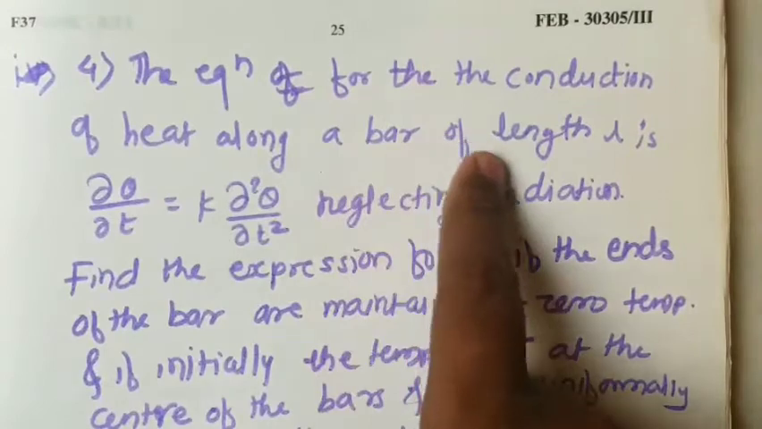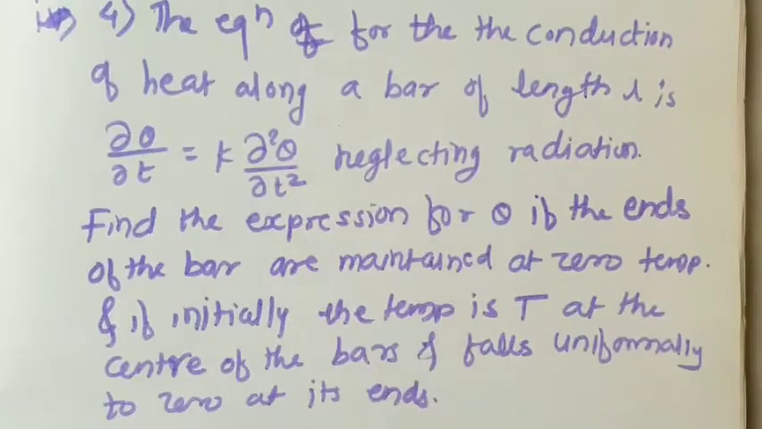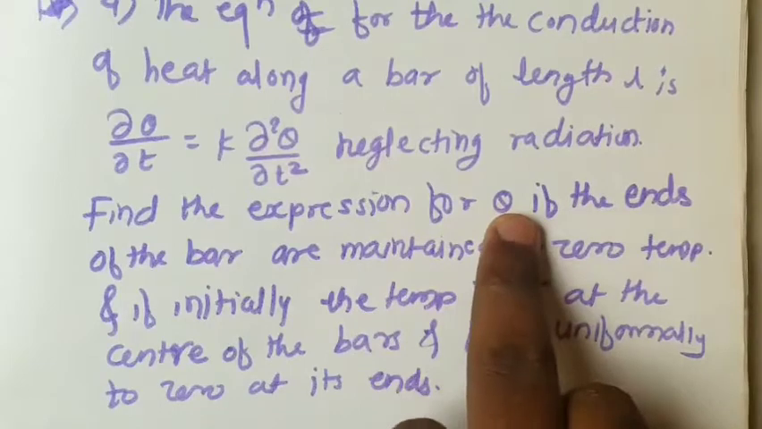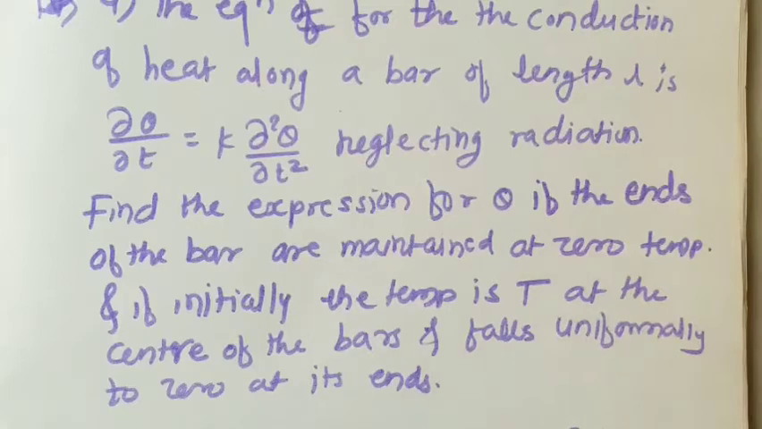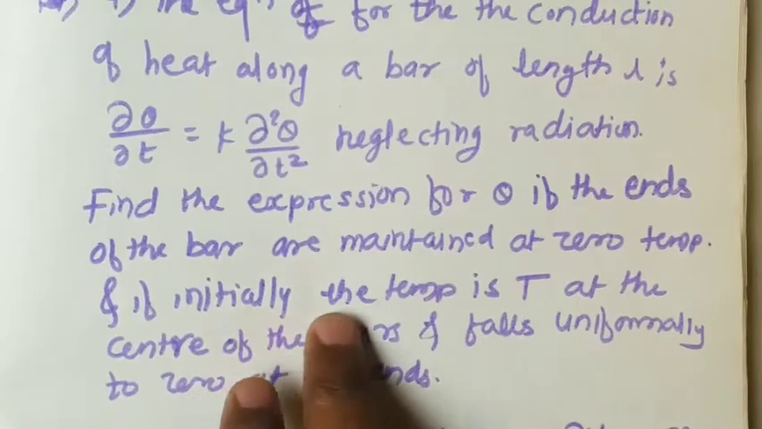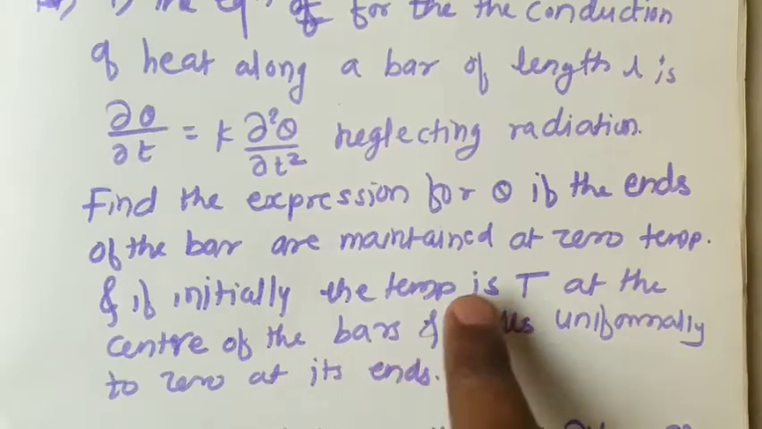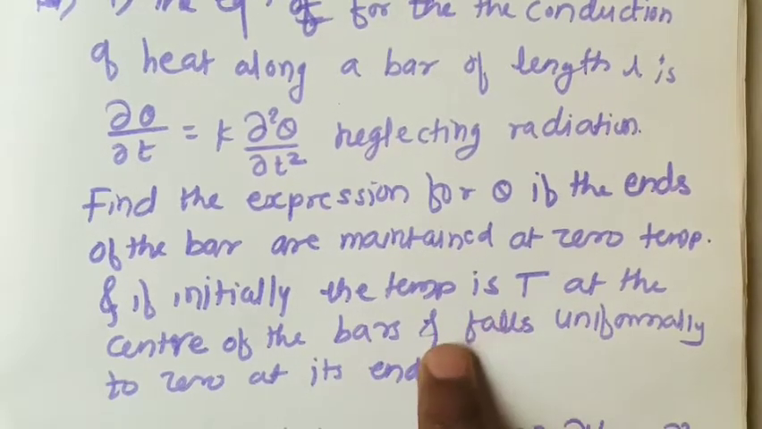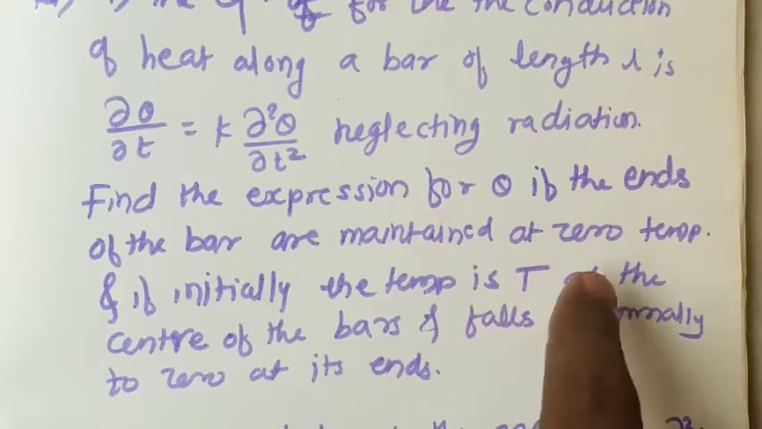Another two problems. The equation of the conduction of heat along a bar, heat conduction problem, and this is a one dimensional heat equation standard form, neglecting the radiation. Find the expression for theta. Instead of u, theta is given, if the ends of the bar are maintained at 0, means at boundary points temperature is 0. And initially, this line is important. Initially means when t is equal to 0, the temperature is capital T at the center of the bar, means this is the temperature only at the center, and falls uniformly to 0 at its ends. Fine. So here the temperature at the center is given.